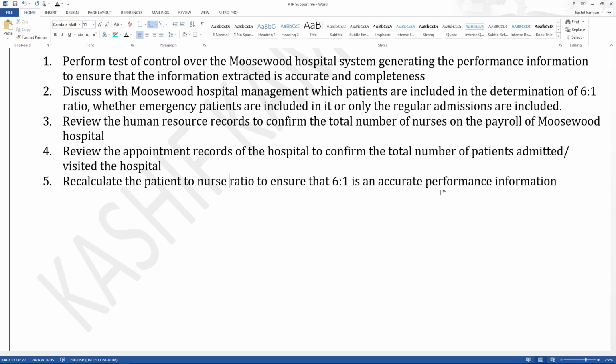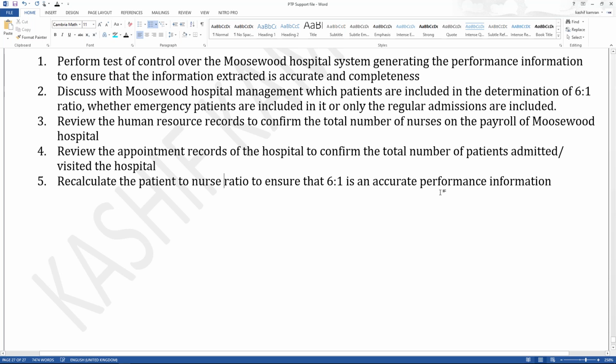So are these procedures making sense? A procedure has to start with an action: perform, discuss, review, recalculate. Have I linked them with the hospital? Have I deliberately used the word hospital management, or did I specify Moosewood Hospital Management? Is that better? A lot of time the students don't use the name of the hospital, the name of the company in the case. Why? It's very bad.